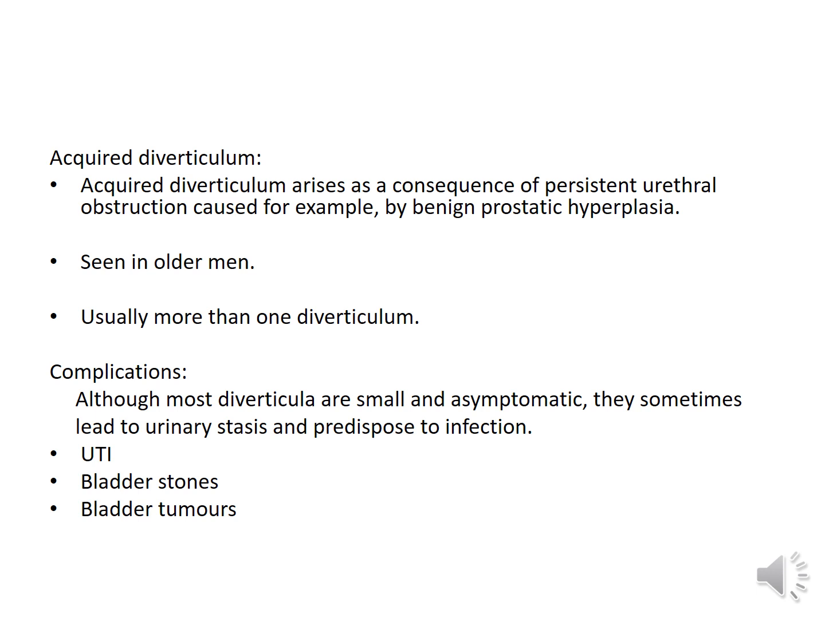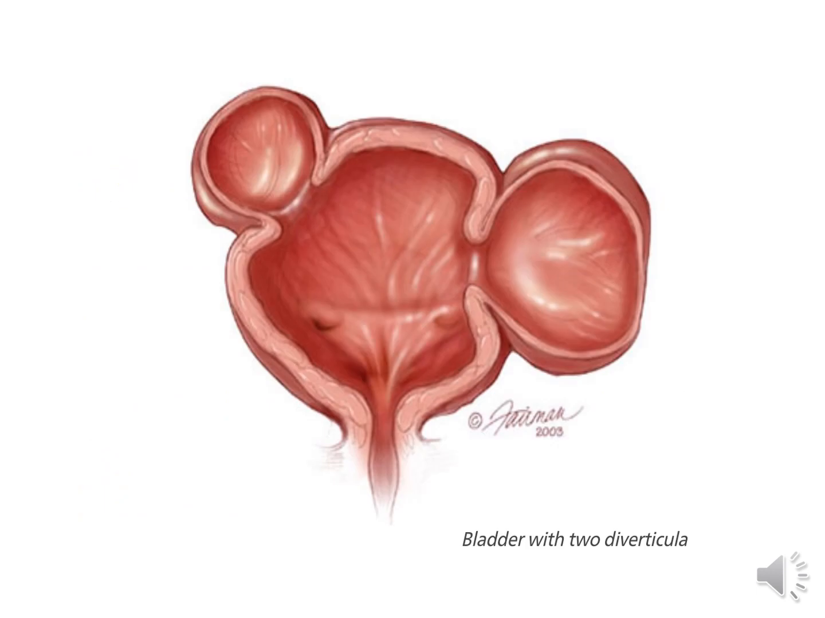Complication: although most diverticula are small and asymptomatic, they sometimes will lead to urinary stasis and urinary tract infection. These patients can also have bladder stones, and rarely this can also lead to bladder tumors. This is the gross image. Here we can see there is diverticulum of the bladder. There are two diverticula here. So it may be an acquired case of bladder diverticulum.